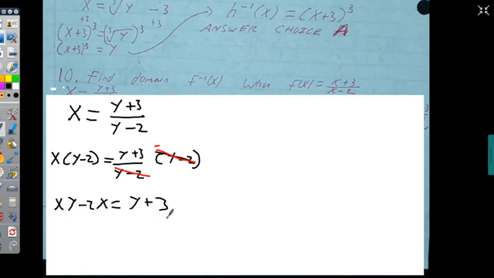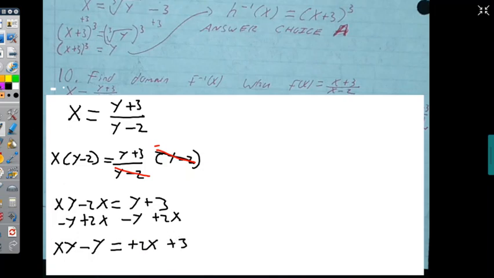What's our next goal? Subtract y and then add the 2x. So why are we doing that? So we can get them on each side. What specifically are we trying to get on each side? The y's. All terms with a y in it, we need to get them on the same side. So I'm going to add 2x to each side and subtract y from each side. So I get xy minus y is equal to 2x plus 3. What happens is that the y and the minus y cancel out. The negative 2x and the positive 2x cancel out.